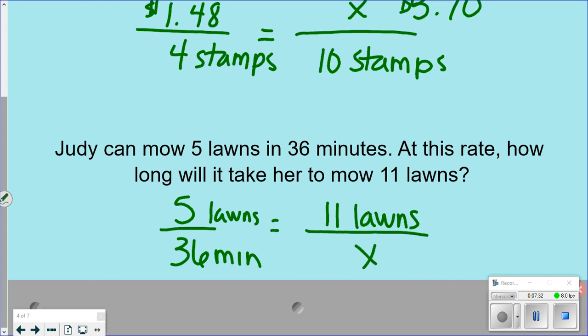Okay, notice my lawns are across from lawns. I'm looking for the minutes. That's why it's got an x. 36 times 11, oops, divided by 5 is 79.5 minutes. Let me make sure that's right again. 36 times 11 divided by 5. Yep, 79.5 minutes. So a little over an hour.